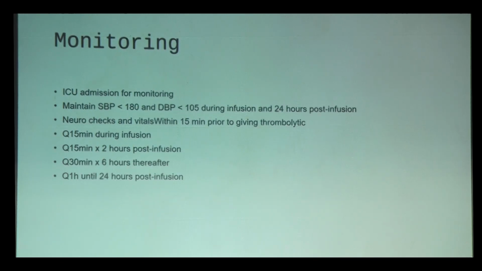So what about monitoring once the patient has been thrombolyzed? The patient has to be admitted into the ICU for monitoring and strict BP control. Usually the cutoff is 185 over 110, so we have to maintain it around 180 over 105 with appropriate antihypertensive management. We should check the patient's pupils, GCS, and also BP. BP should be checked every 15 minutes during infusion, every 15 minutes for 2 hours post infusion, every half an hour until 6 hours, and every 1 hour until 24 hours post infusion.